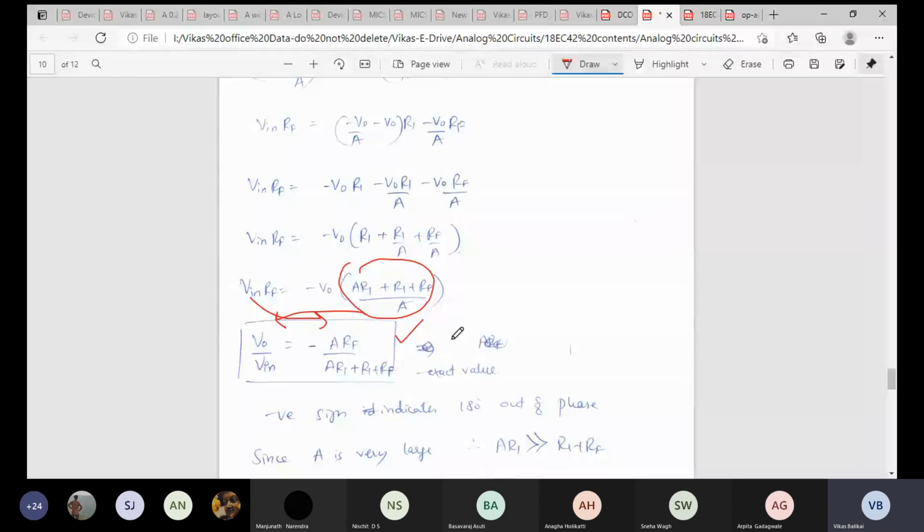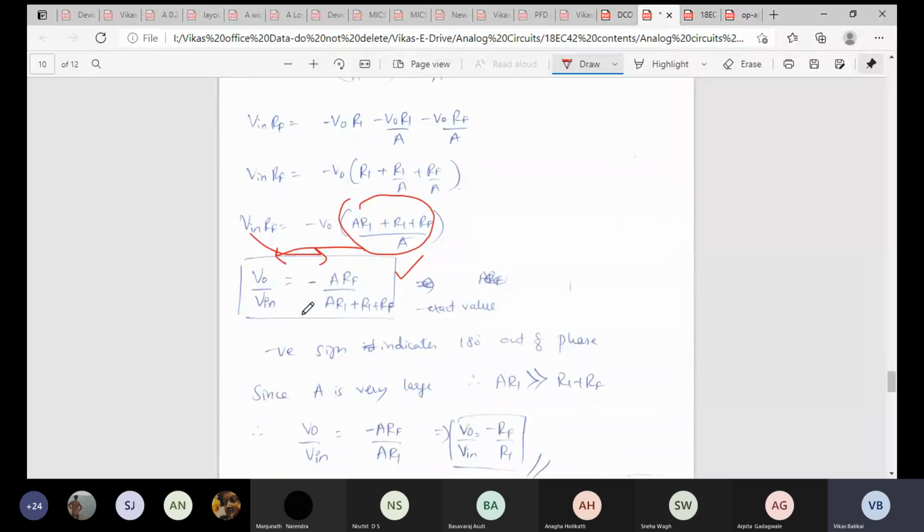or voltage shunt feedback amplifier, or voltage parallel feedback amplifier with op-amp. Now you may ask, this is not the expression that we learned in the basic electronics course. We learned that for the inverting amplifier the equation was minus RF by R1. Here I am getting minus A times RF divided by A R1 plus R1 plus RF. That's the reason I'm calling it an exact value. This is the practical value of the inverting amplifier's gain equation, and the minus RF by R1 you obtained is the idealistic value, wherein the gain depends purely on resistances.